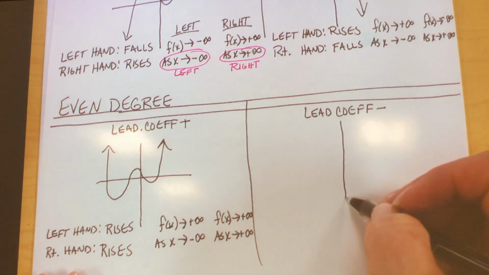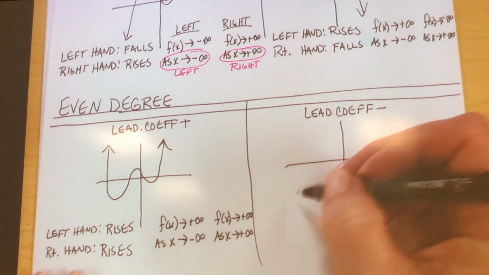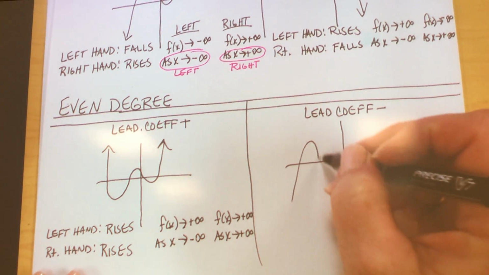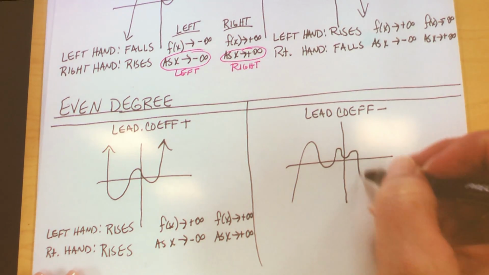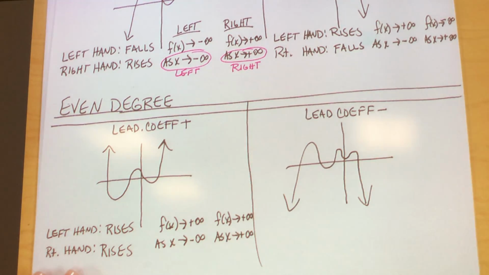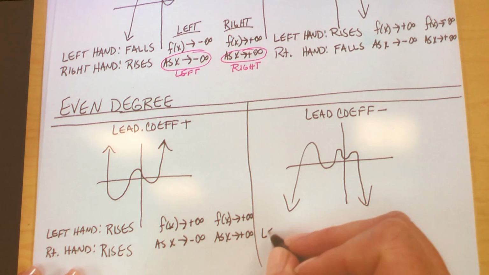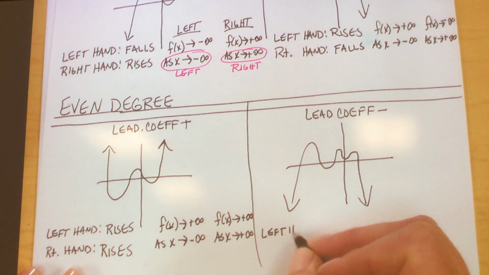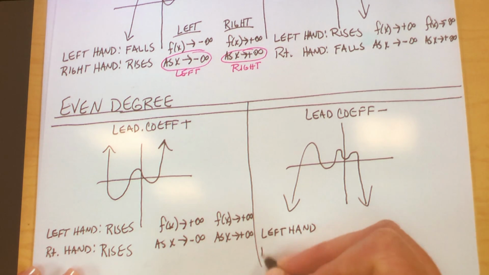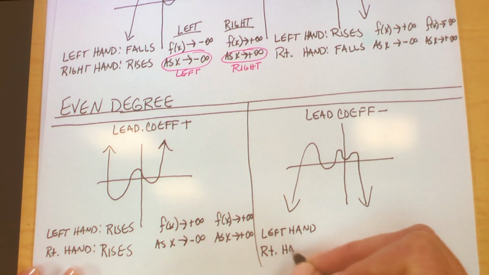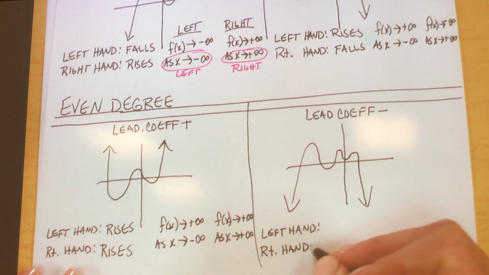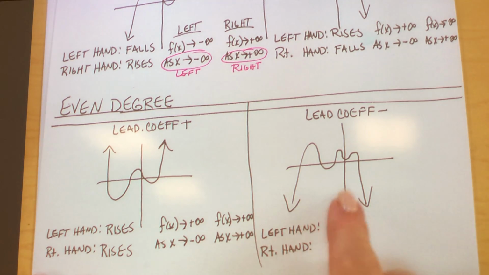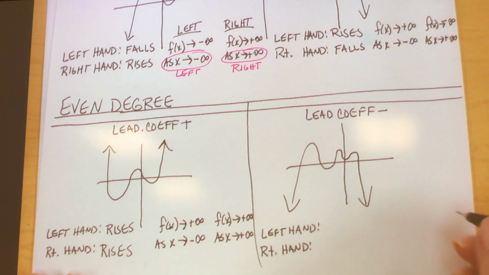Now I'll do one that has a leading coefficient that's negative. He might look like this. You fill these in, left hand, right hand. Now, when you do this on your test, you're not gonna have a picture, you're gonna have an equation, okay? That's what we're fixing to look at in just a second.